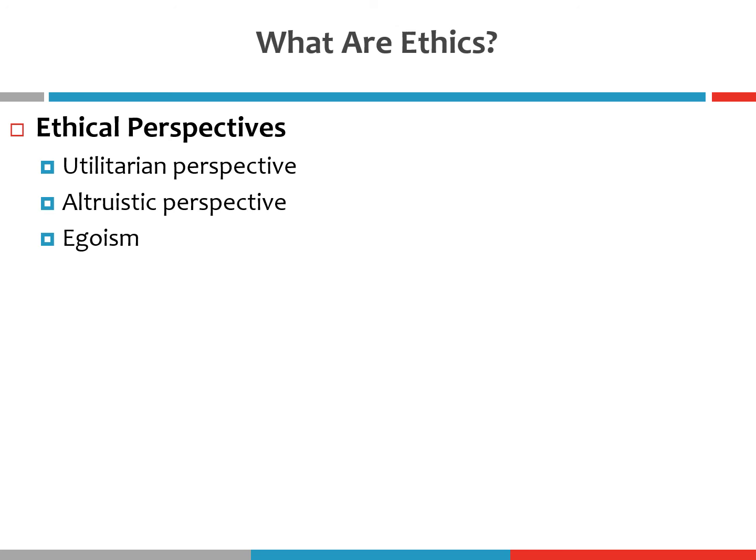So that's just a very quick review of different ethical perspectives. Again, the utilitarian perspective says we should do the greatest good for the greatest number of people. The altruistic perspective says we should choose the most selfless course of action. And egoism says I'm always going to look out for myself, or look out for number one. All right, so that concludes this brief video on ethical perspectives.